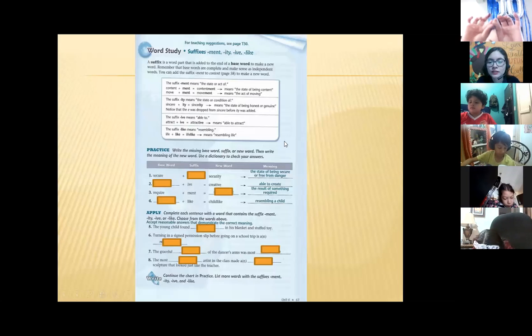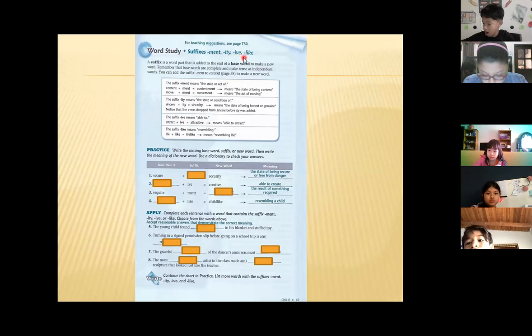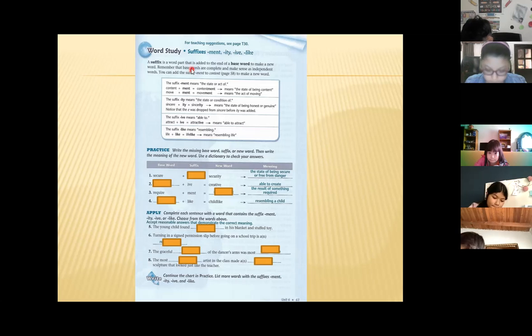Let's go to the next slide. We have the word study suffixes. We're going to use these suffixes that we have: ment, ed, if, and like. Remember that a suffix is a group of letters. Teacher, it's not 61. Okay, that's page 63. We're going to work on this page because it's important to identify these suffixes. Remember that suffixes are attached at the end of the base word. A base word is at the beginning and we have a suffix at the end. We create a new word when we attach these suffixes.